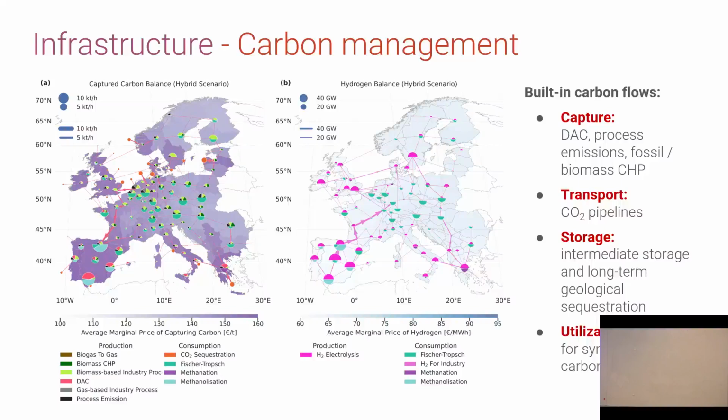But CO2 can also be captured from point source, so from all the locations where there is CO2 emitted in a high concentration, and that includes industries, so all the process emissions when cement is produced, and all the other process emissions, but also from point sources in combined heat and power plants using biomass or using fossil fuel, such as methane, for instance. So this is where it can be captured.